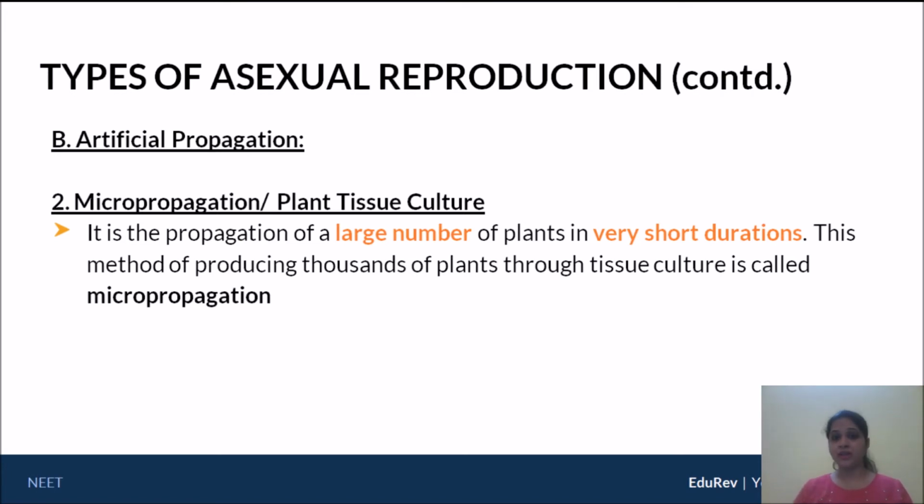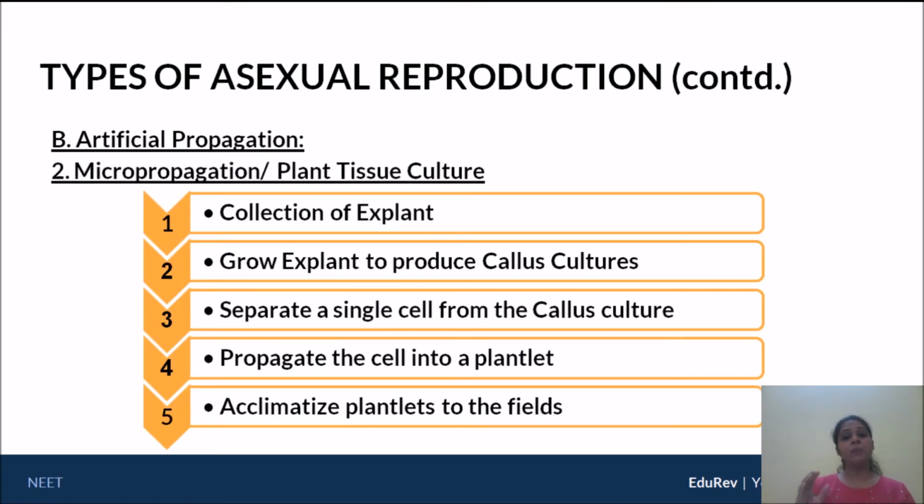Now let's go into the understanding. Plant tissue culture micropropagation has 5 steps. Let's go through them. Collection of something called the explant, growing of the explant to produce a callus, which we'll understand later, separation of single cells of this callus, propagating the cells into a plant, and finally acclimatization of those plantlets to the field. Now let's go into them one by one.